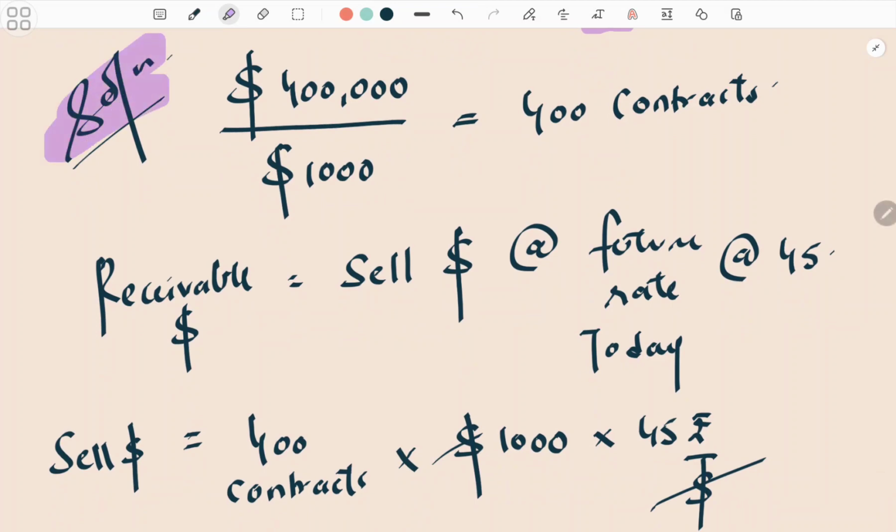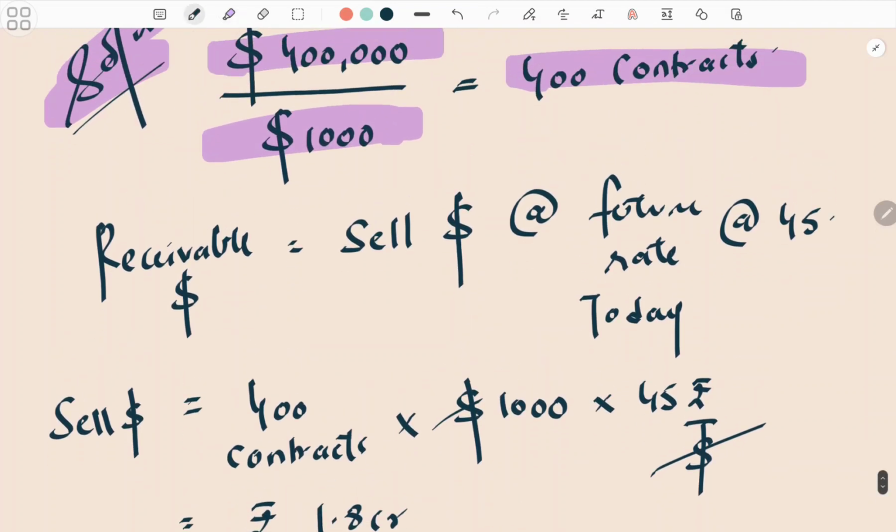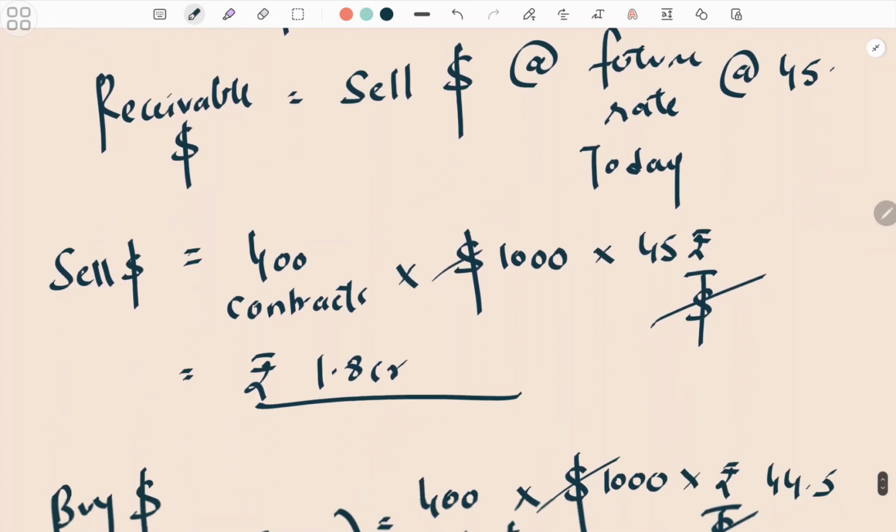Solution. First of all, since this is a future contract, I've got the number of contracts here. Basically, it's nothing but the exposure divided by the standard size that will give me the number of contracts. This number of contracts is something that we do in case of futures. This is something that we don't do in forward contracts. Now, my base exposure was $4 lakh, receivable dollar. What will I do with these dollars when I receive them after 3 months? I will sell these dollars at the future rate.